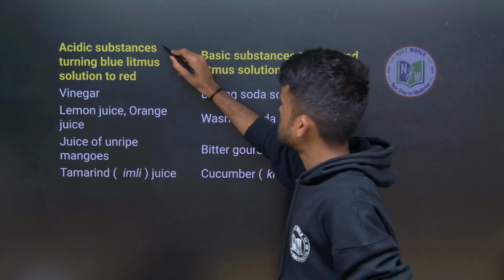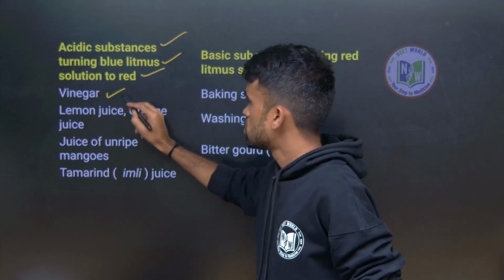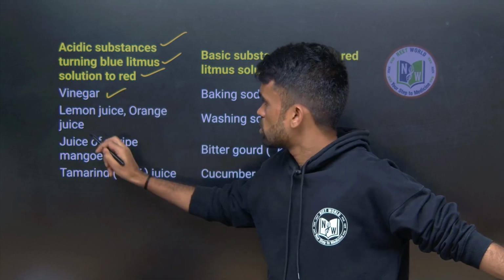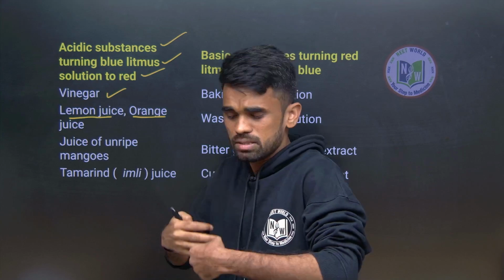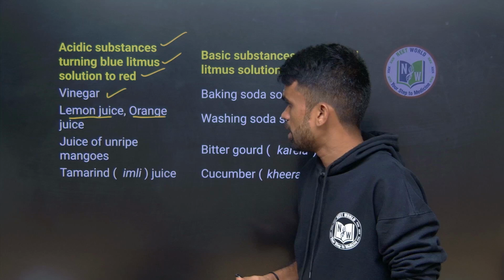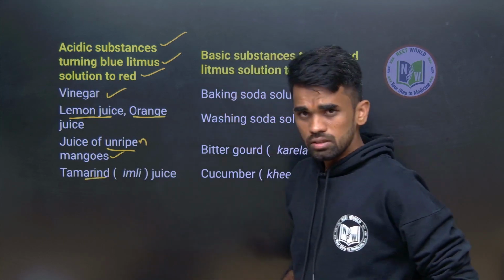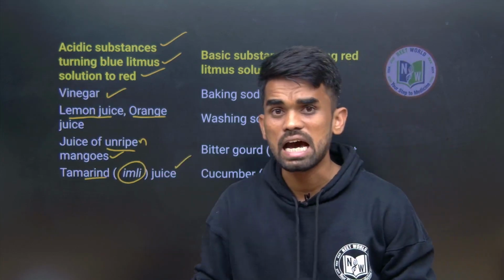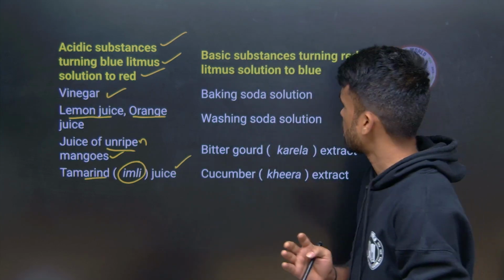Now, acidic substances turn blue litmus solution to red. So what are these substances? Vinegar contains acetic acid, so that converts blue to red. Lemon juice and orange juice convert blue litmus paper to red litmus paper, or blue litmus solution to red color solution. Then the juice of unripe mangoes and tamarind, that is imli, also contains tartaric acid, which converts blue to red. Hope it is clear, right?